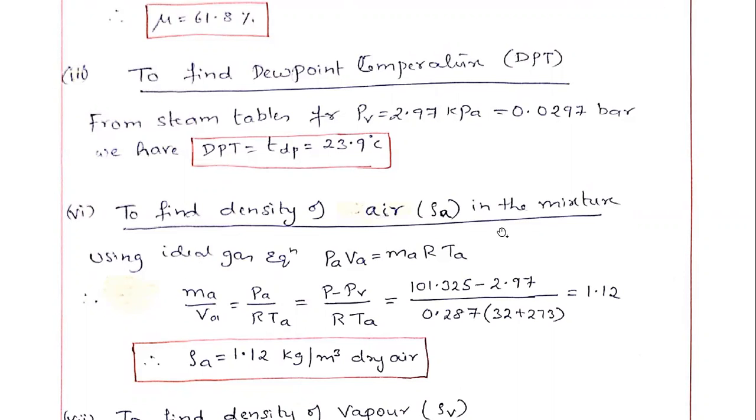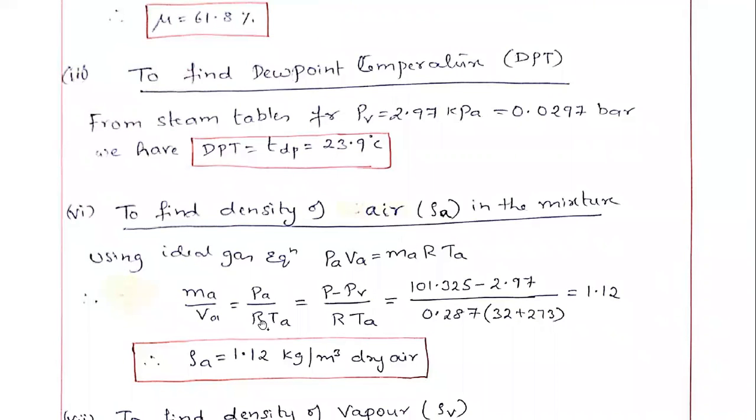Next, to find the density of the air, we will assume the ideal gas equation. PaVa is equal to maRaTa. So for the air, R is nothing but what we already know, generally 287 joules per kg Kelvin, or if we substitute, it is 0.287 kilojoules per kg Kelvin.